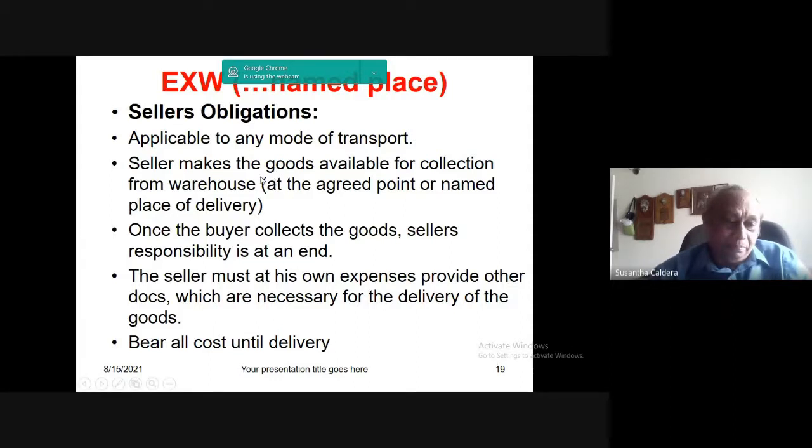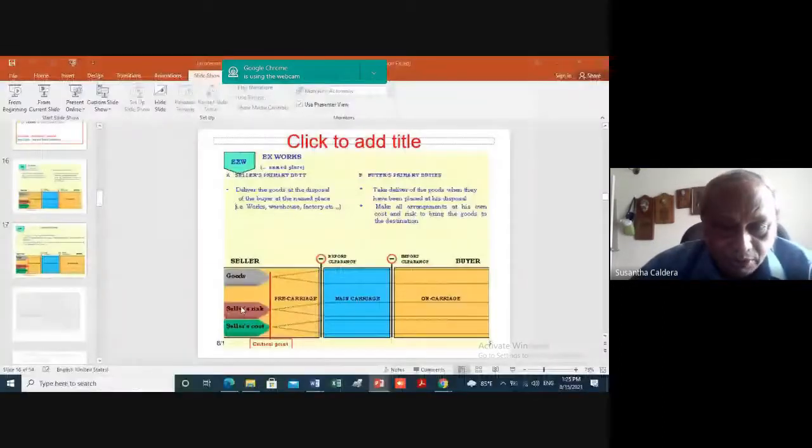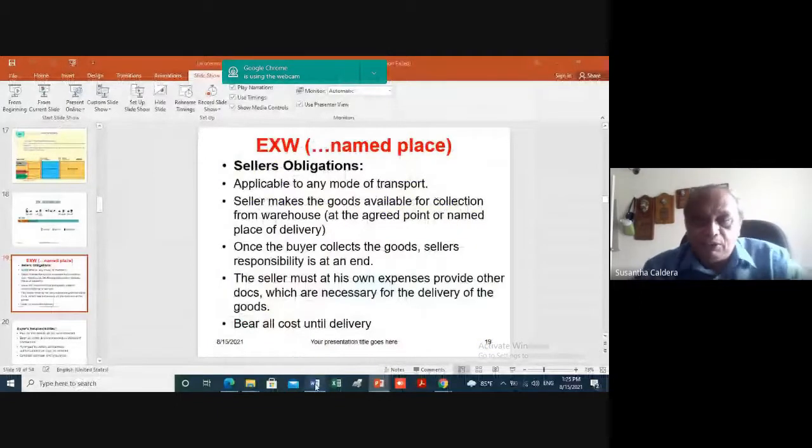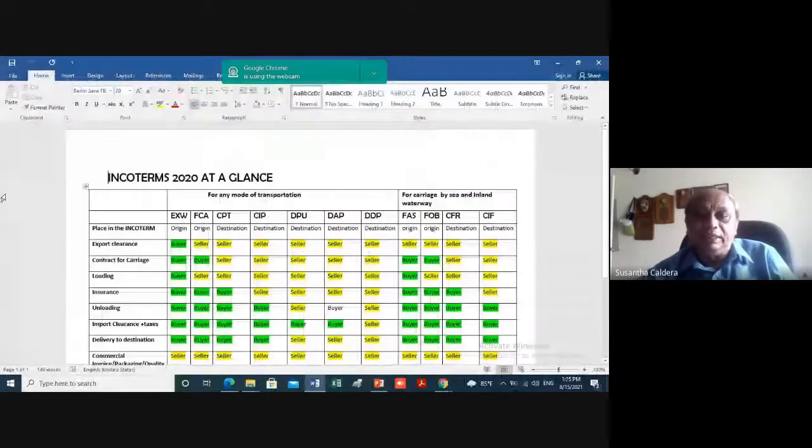The seller's obligations under this, or before that, I want to show you something. I think I have given you this Incoterms 2020 at a glance, and I asked you to take a printout and keep it with you, because I don't want you to go back and forth when you're doing studies, right? One page, get a printout and keep it with you. How many people have taken the printout?